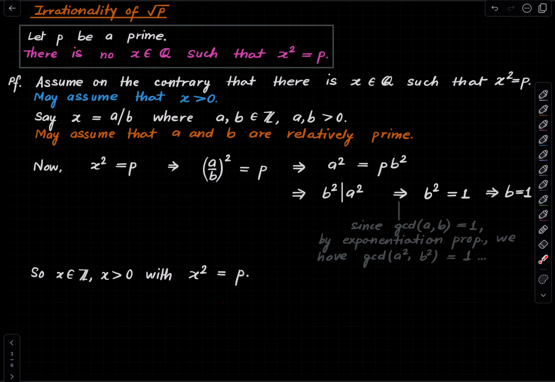But if x equals 1, then p equals 1. 1 is not a prime. If x equals p, then p square equals p, which again means p is equal to 1, because you can cancel off p from both sides. So that's it. Either way we get a contradiction, and that settles this.